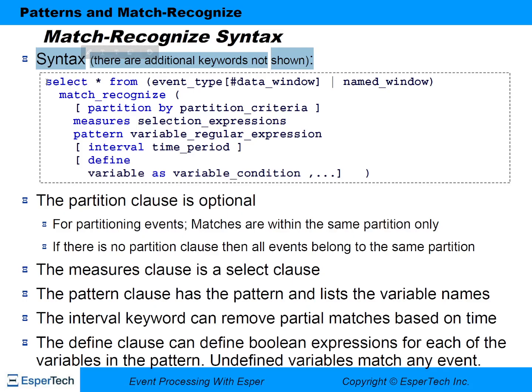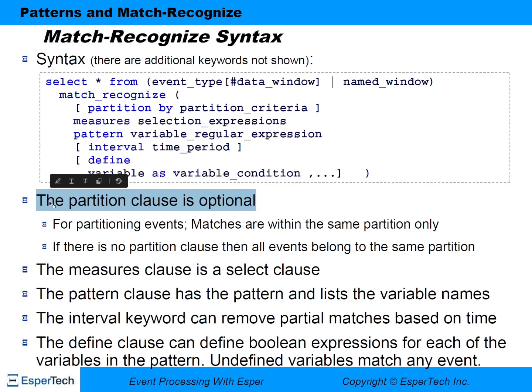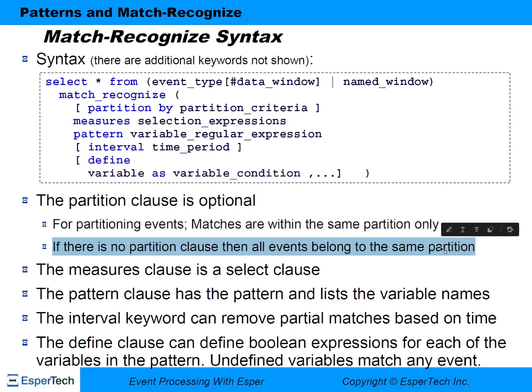The EPL starts with a select clause and a from clause. The from clause, as always, can provide the event type name and optionally a data window, or it can have the name of a named window. After that is the match underscore recognize keyword. After that is a parenthesis. The first clause in match recognize is the partition clause. The partition clause is optional. The partition clause partitions events and matches are within the same partition only. If there is no partition clause, all events belong to the same partition.